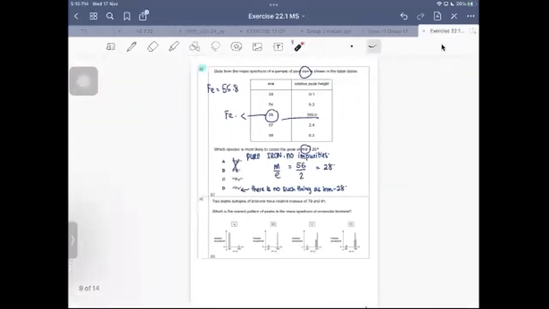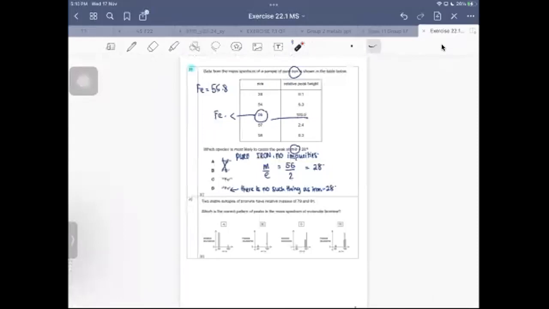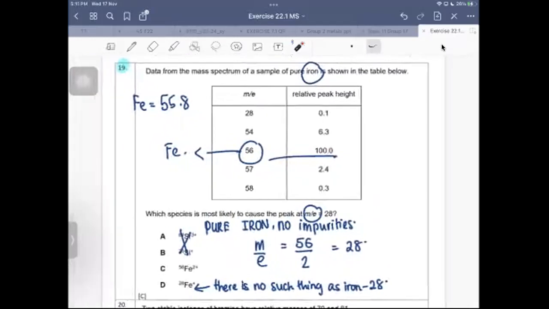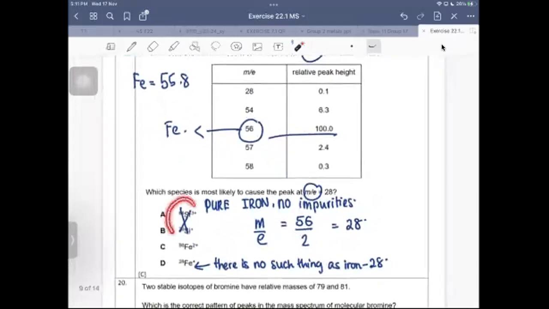All right. Next question is question 19. Data from the mass spectrum of a sample of pure iron. That means you only have iron. Automatically, strontium and silicon will be eliminated. You should not have a signal produced by strontium or silicon, only iron. So you're left with 56 Fe2+ and 28 Fe+. Iron has a mass of 56. Well, actually, if you look at the Ar, it's 55.8.